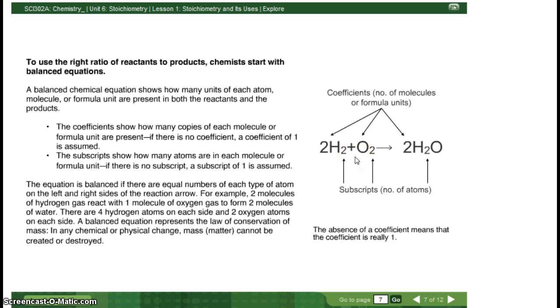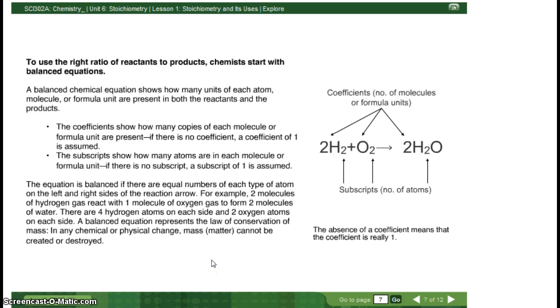Just like in math class, when you write X, you know that it means 1X. It's the same idea. And then, of course, there's a coefficient of 2 in front of the water, meaning that there's 2 copies of that water. The subscripts show how many atoms are in each molecule or formula unit. If there is no subscript, again, a subscript of 1 is assumed. So the little numbers are subscripts. There's 2 H's in water. There's 1 oxygen in every water.